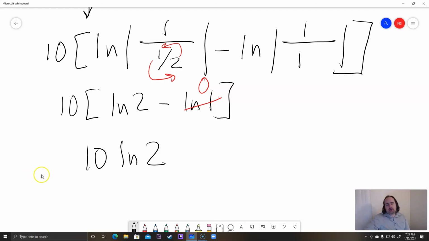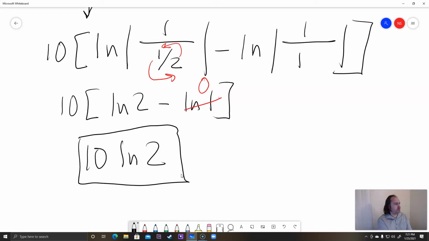Okay, and technically you could move the 10 to the exponent, so you'd have ln of 2 to the 10th, but they don't do that. They just leave it as 10 ln of 2 because it's easier to read than some huge number. Okay, so 10 times ln of 2 is our answer.